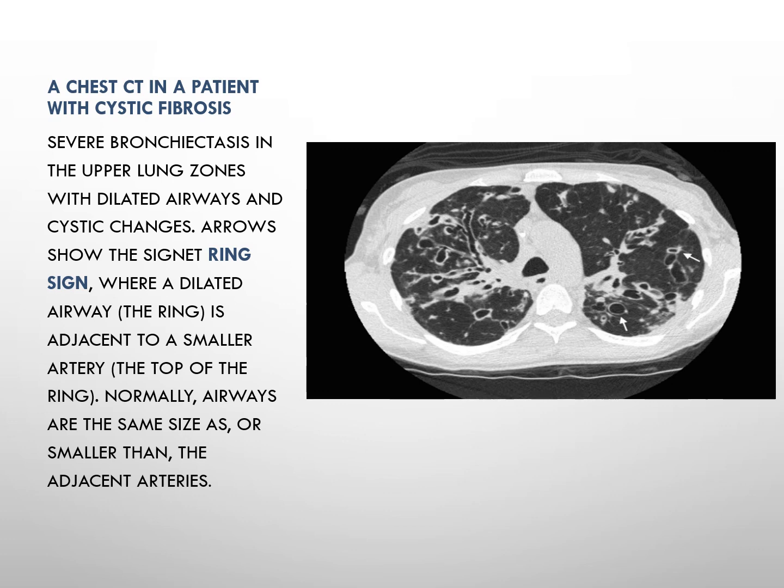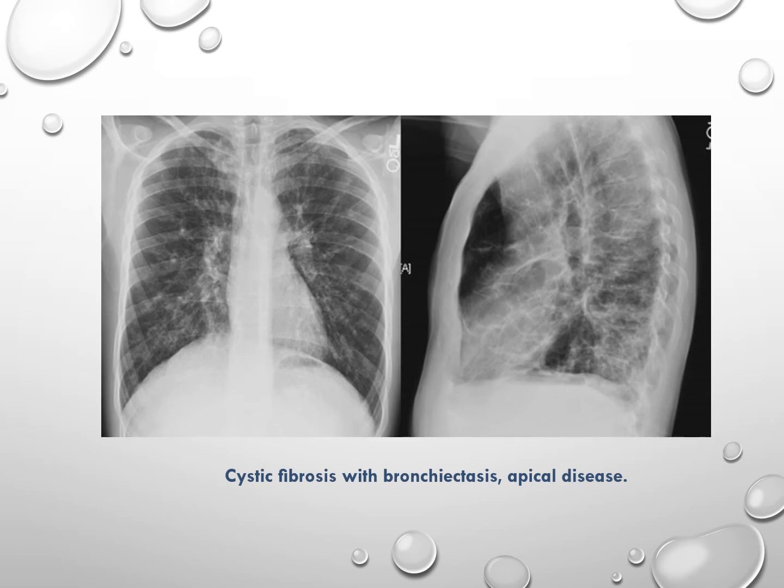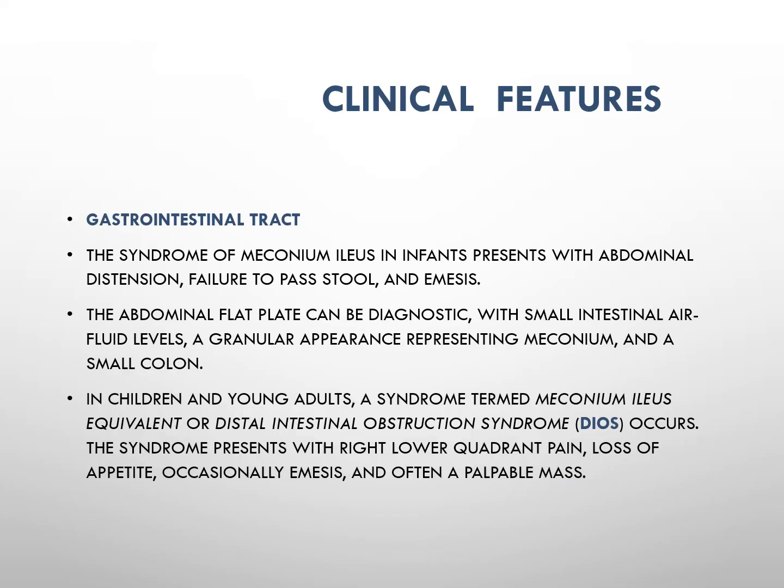Here you see a chest CT in a patient with cystic fibrosis. Severe bronchiectasis in the upper lung zones with dilated airways and cystic changes. Arrows show the signet ring sign, where a dilated airway is adjacent to a smaller artery. Normally, airways are the same size as or smaller than the adjacent arteries. Here we have X-rays of cystic fibrosis with bronchiectasis, apical disease.